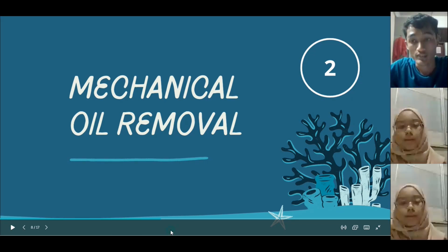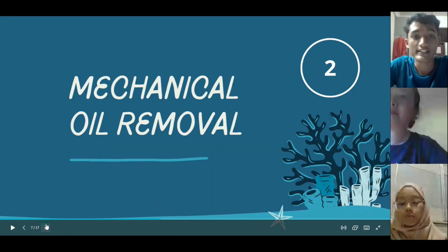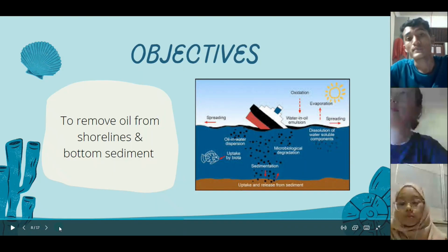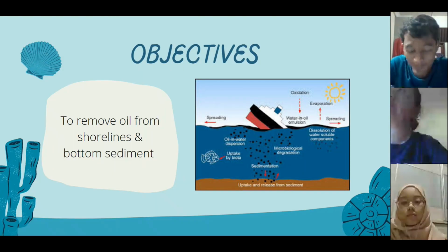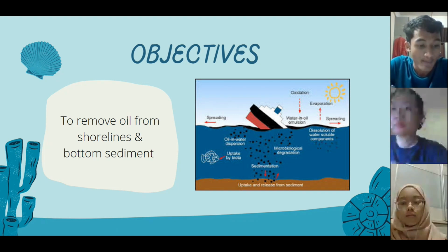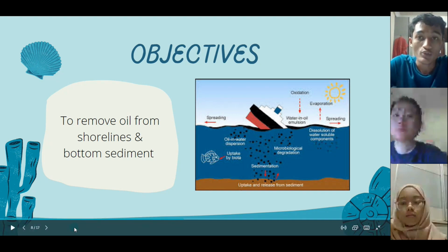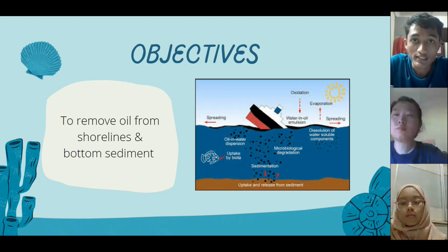Okay, thank you, Yixuan. I will continue with mechanical oil removal. The objective of mechanical oil removal is to remove oil from the shoreline and bottom sediment by using mechanical equipment. The mechanical equipment that we use is not specifically designed for oil spills, such as bulldozers, dredges, draglines, etc.